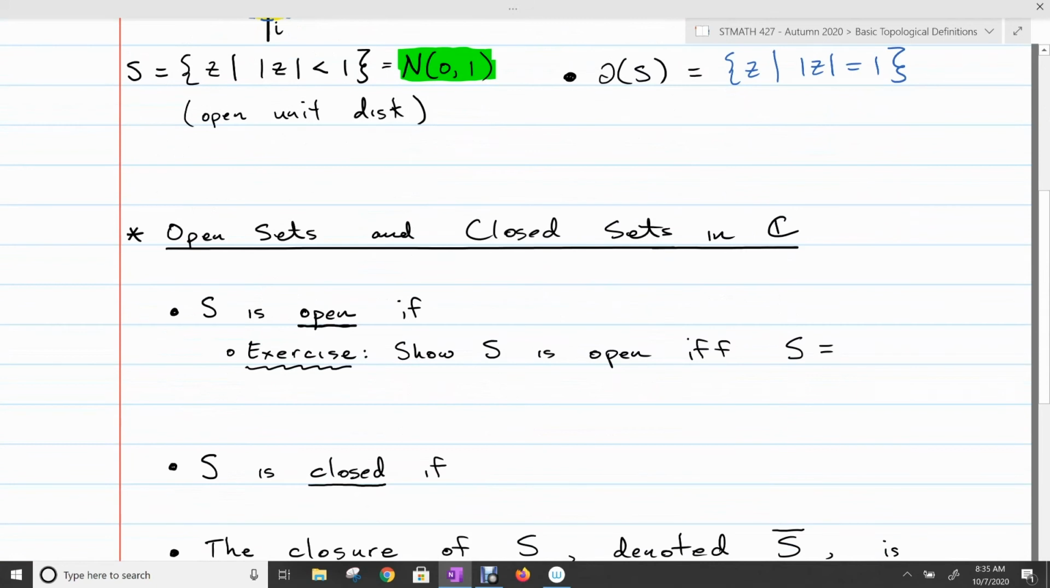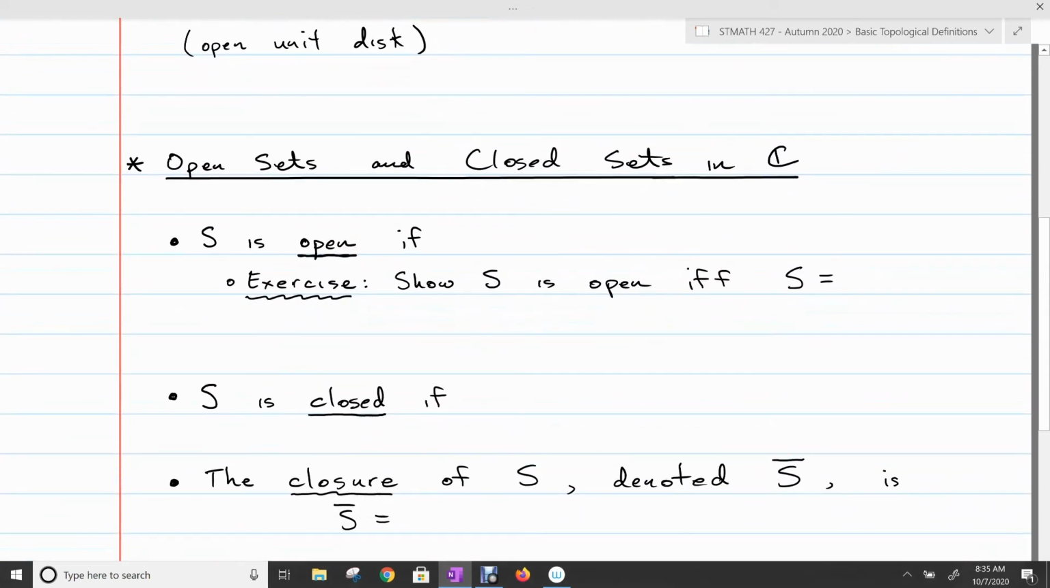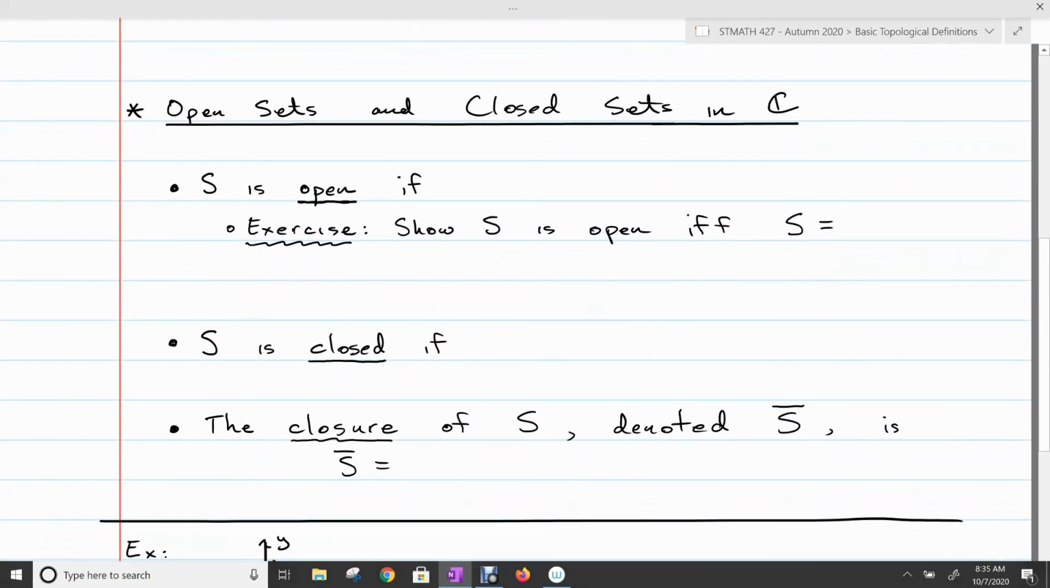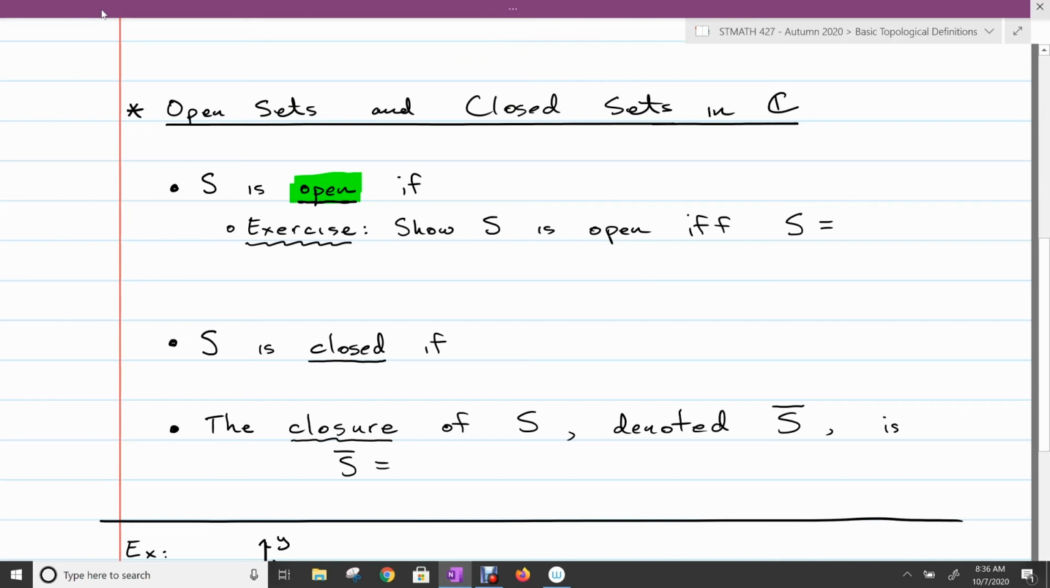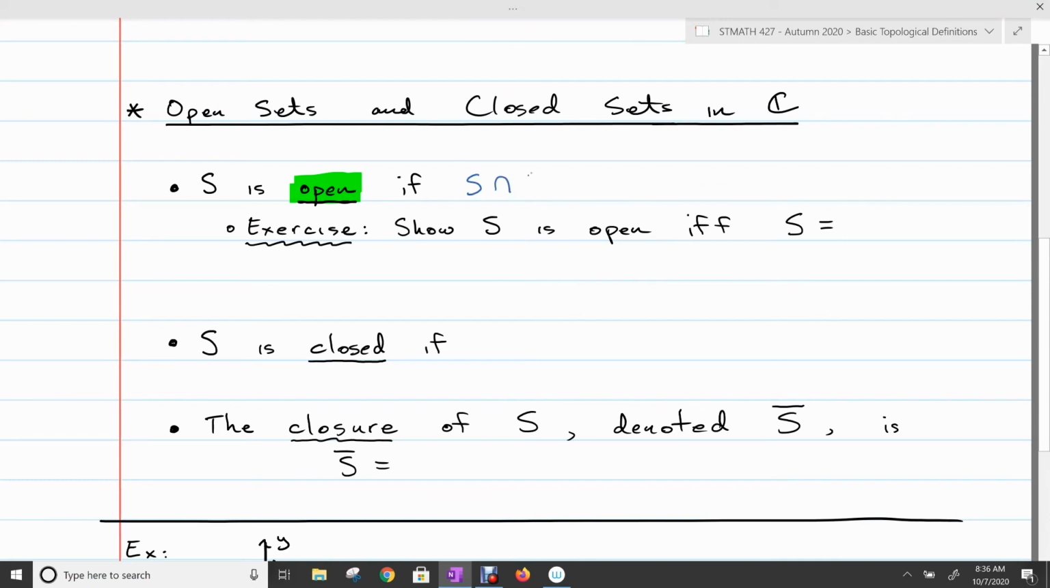Okay, so now that we know what interior points, exterior points, and boundary points are, we can define what we mean by open sets. One way to describe a set being open is to say that it doesn't contain any of its boundary points. So we could say S is open. How could I capture the idea that S does not contain any of its boundary points? Well, I could just say S intersect the boundary of S equals the empty set.